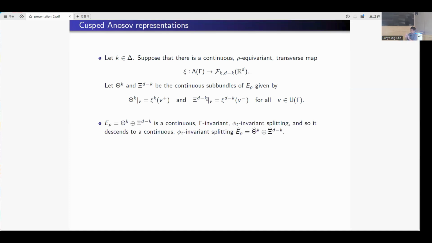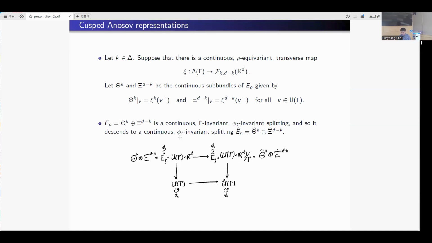Furthermore, the transversality tells you that this is a splitting. The transversality of this map tells you that these two bundles above every point, the fiber, you look at the sum, actually gives you the entire R^d. And so this is a continuous Gamma-invariant, phi_t-invariant splitting. And so again, it descends to a continuous phi_t-invariant splitting on E_rho hat, by quotienting out by Gamma. Okay, so this is the picture you have.